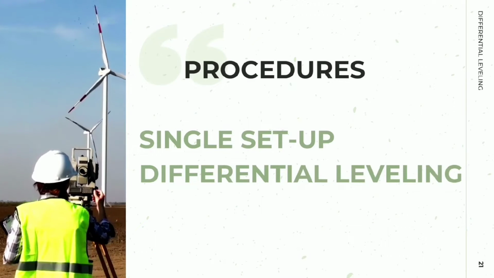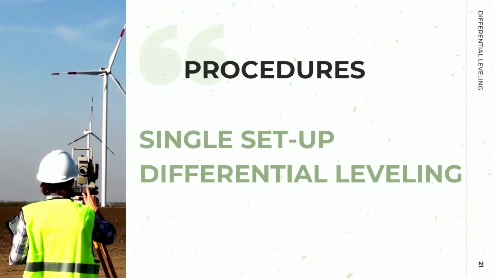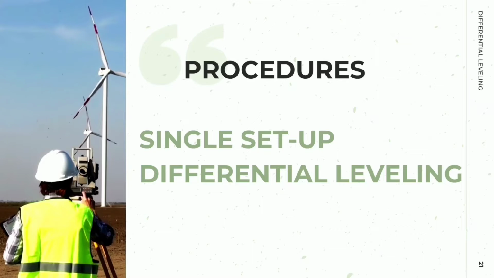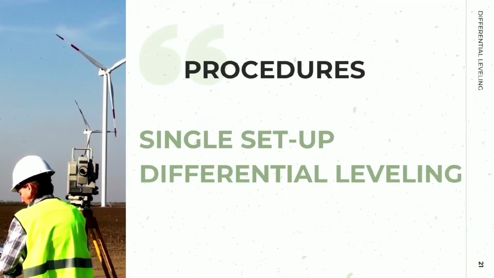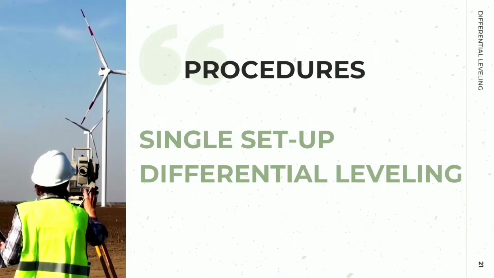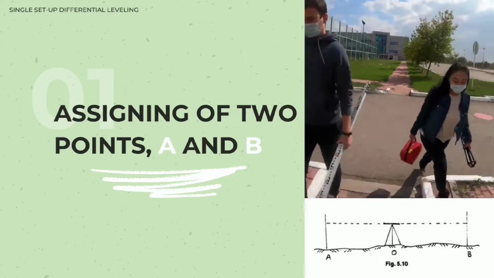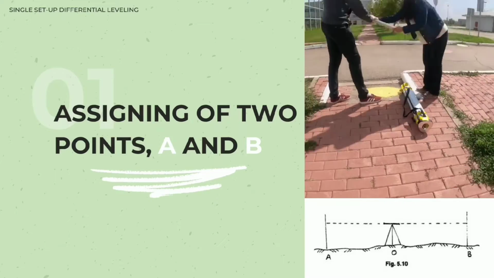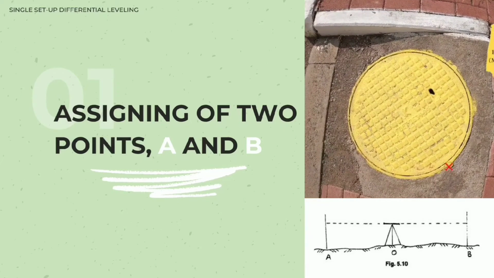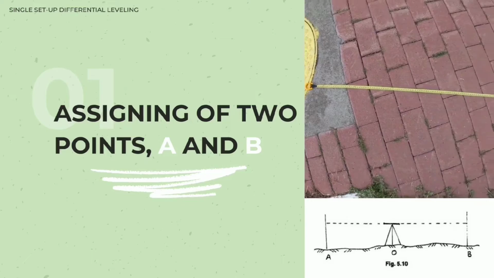Procedure for single setup differential leveling. You can best understand differential leveling by first considering only 2 points, A and B, both of which you can see from one central leveling station. First, the instructor assigns the location of 2 points marked as A and B, which are intervisible with the instrument setup placed between the points.